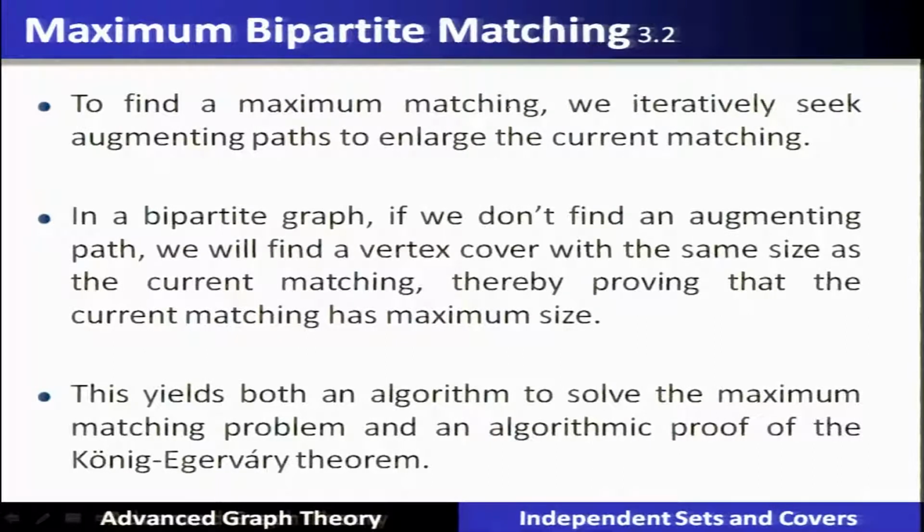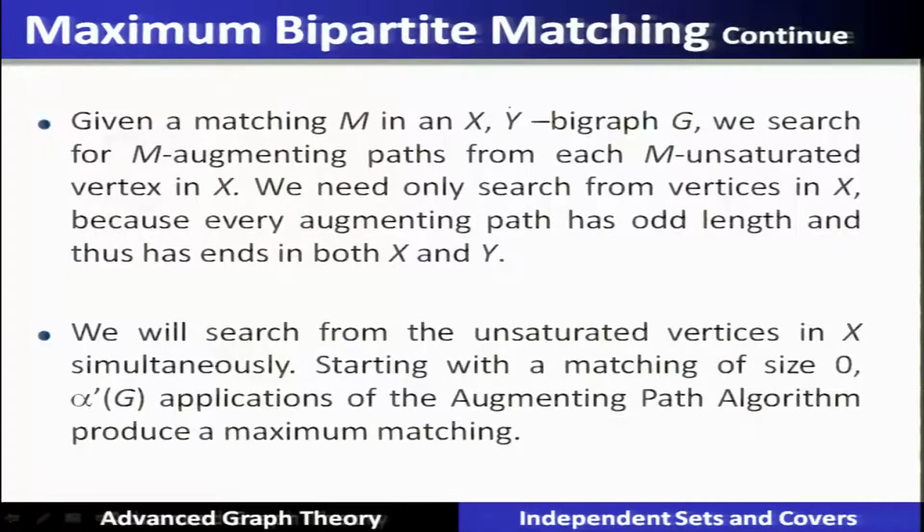So, to find the maximum matching, we iteratively seek augmenting paths, and if we find an augmenting path, we can enlarge the current matching. In a bipartite graph, if we do not find an augmenting path, then we stop at that point and conclude that we have found a vertex cover with the same size as the matching, thereby proving the König-Egerváry theorem that the matching has the maximum size. So, this yields both the algorithm to solve the maximum matching problem and an algorithmic proof for the König-Egerváry theorem. We will see this is the first algorithmic proof in this course.